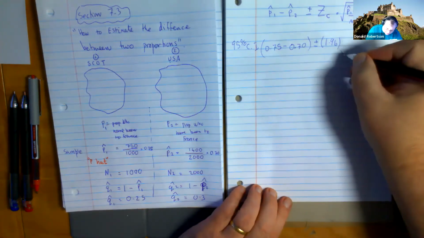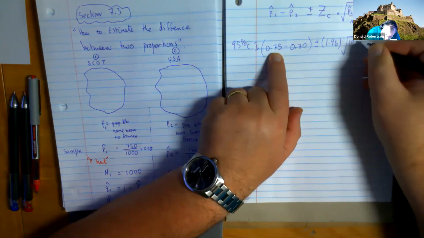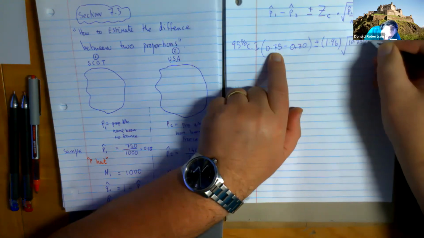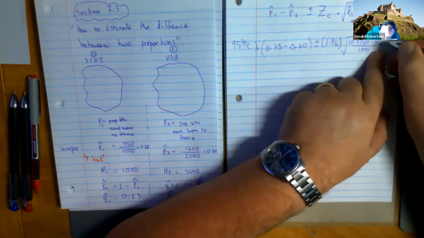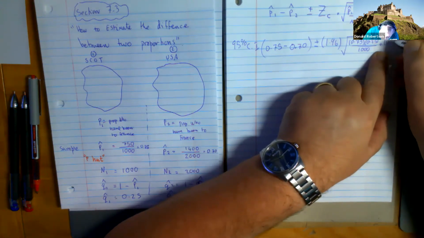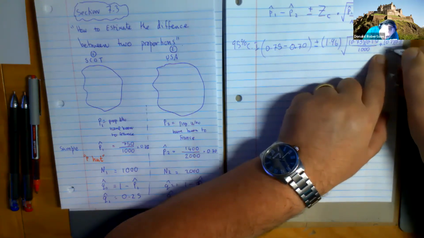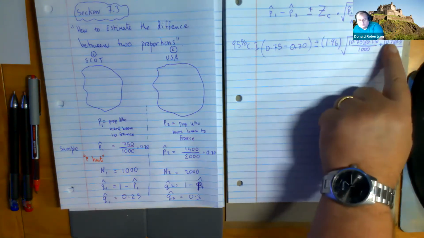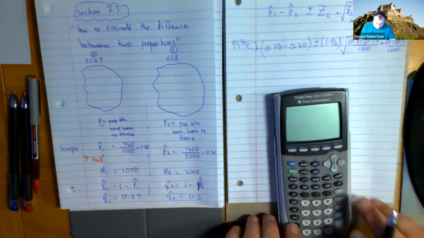Now it gets messy. P1 hat is 0.75 and the Q version of that is 0.25. And that gets divided by how many Scotsmen were asked, which is 1,000. You then add to that Q2, which is 0.7, 0.3, and there were 2,000 Americans. Now, you know that's going to be a really messy calculation. And so you won't really be able to use salt in any useful way here. What we're going to do is the old-fashioned way of doing things.